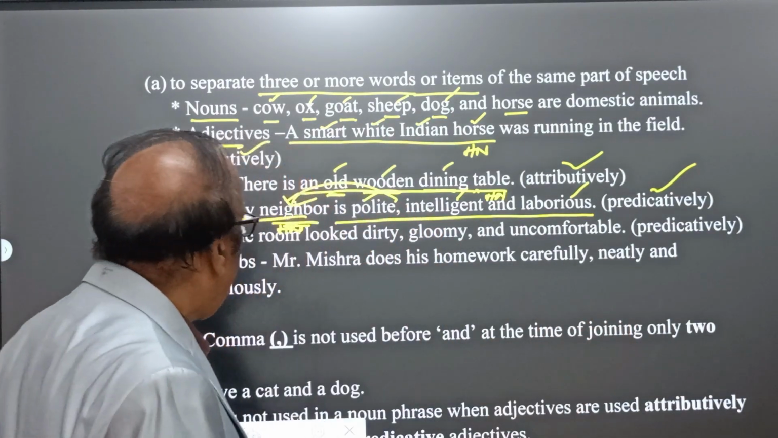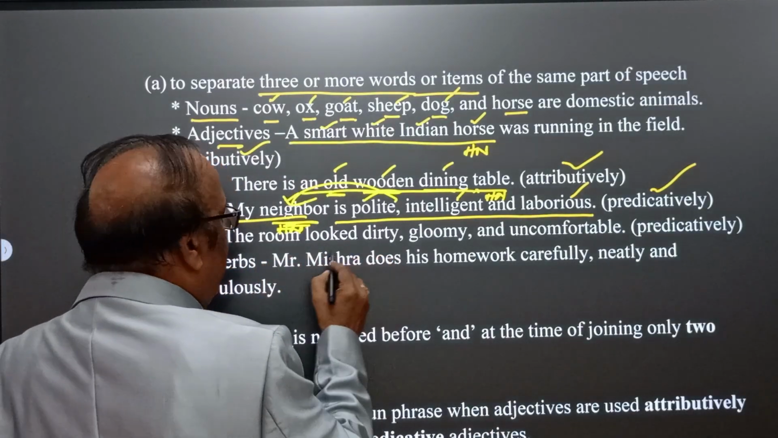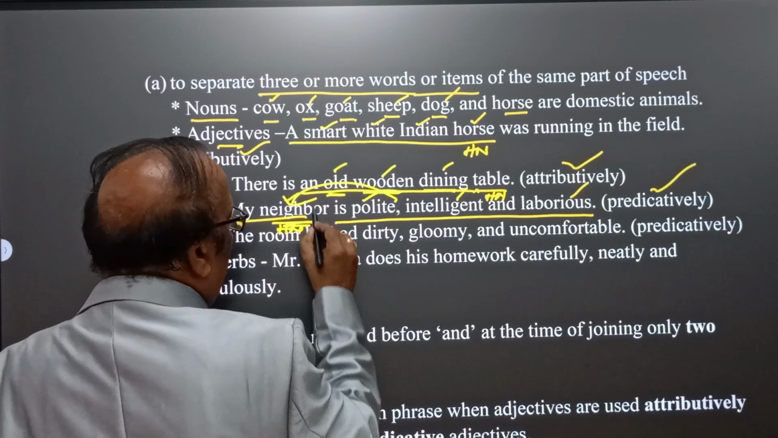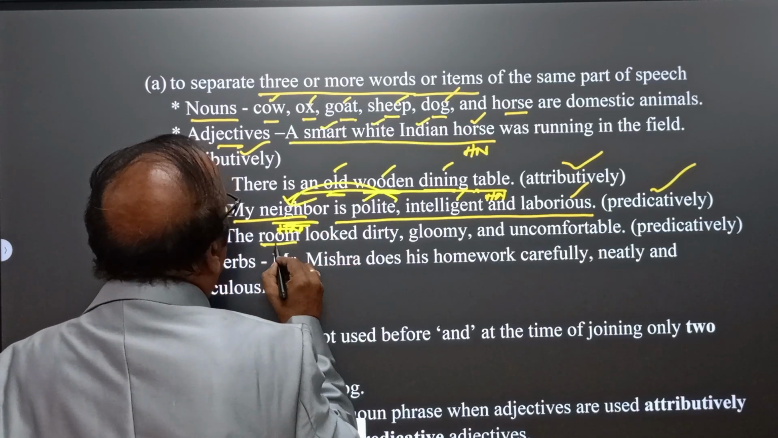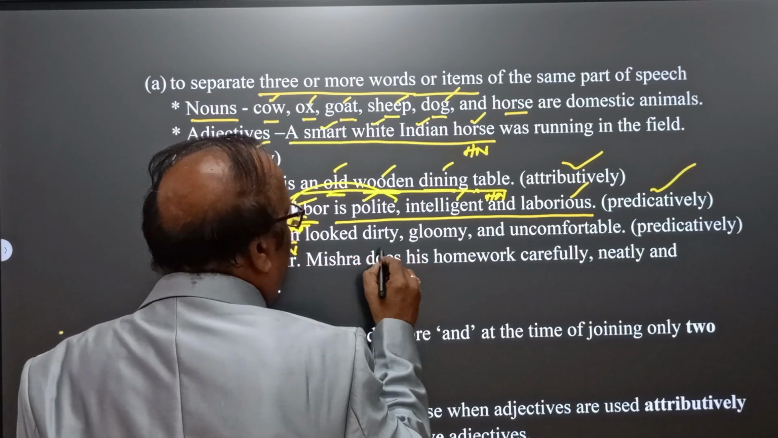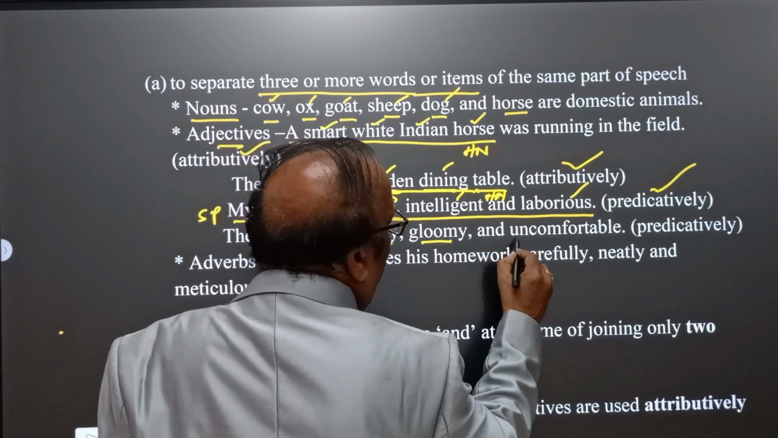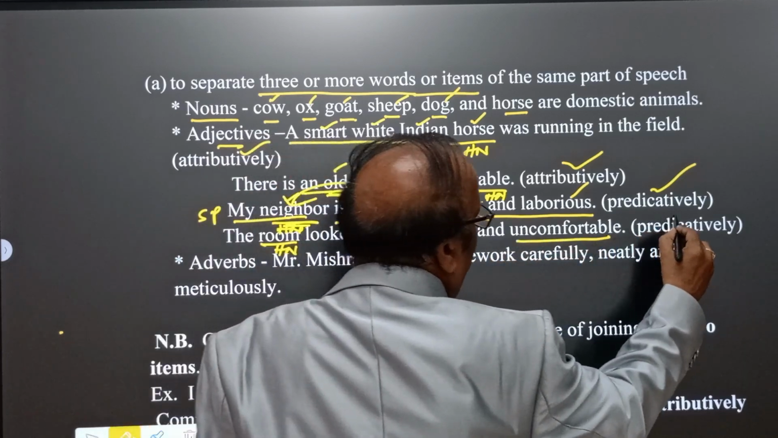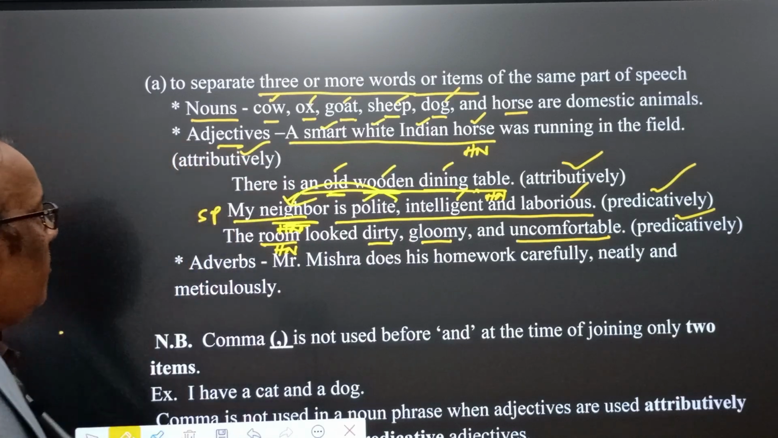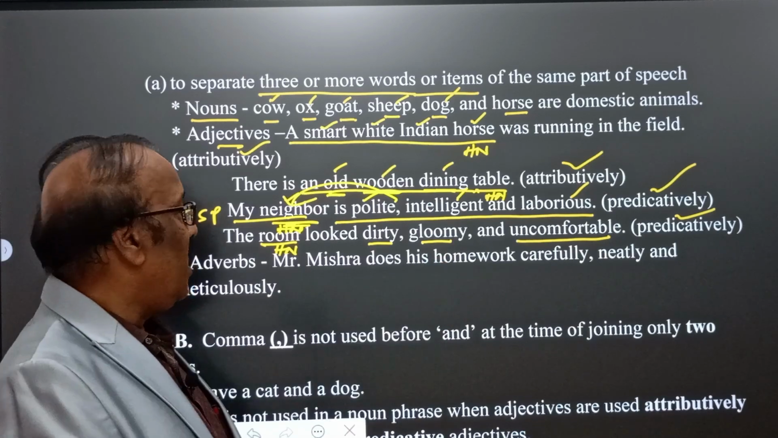Yes. Now come to the other idea. The room looked dirty. Again another: the room looked how? Dirty, gloomy, and uncomfortable. Here we find 3 adjectives: dirty, gloomy, and uncomfortable.